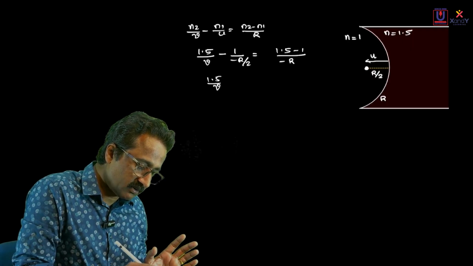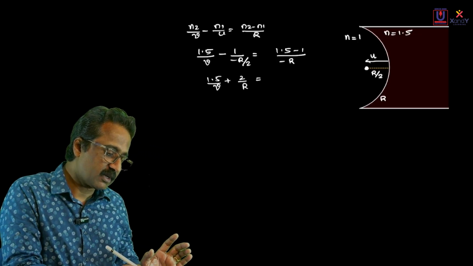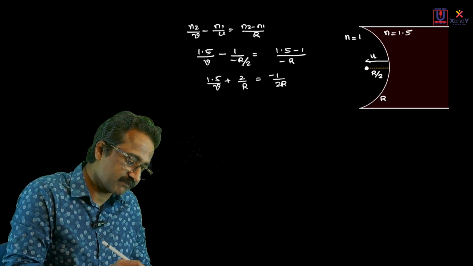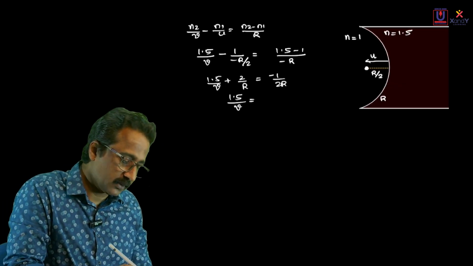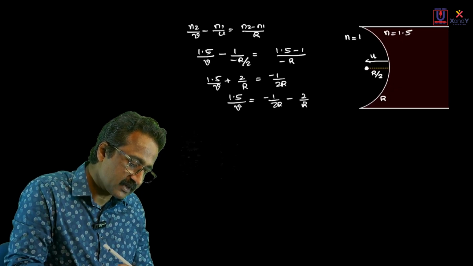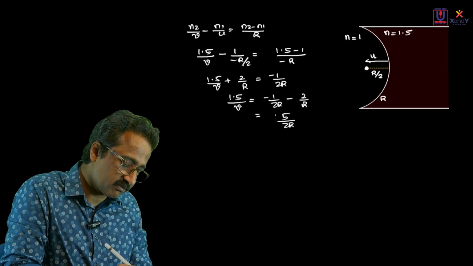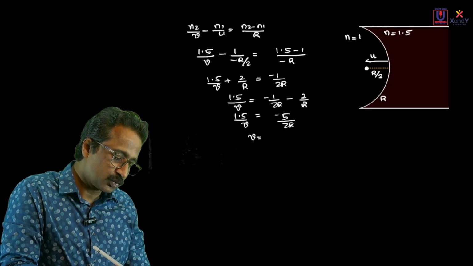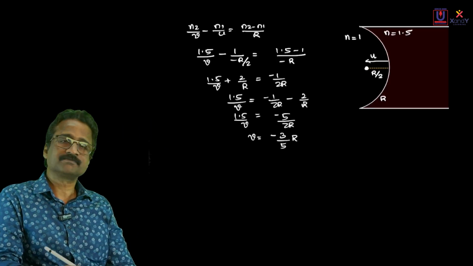Now let me simplify this. 1.5 divided by V plus 2 divided by R is equal to, on the other side, 1.5 minus 1 is 0.5 divided by R, it becomes 1 by 2R, and that is also minus. The simplification will give you 1.5 by V is equal to minus of 1 by 2R minus 2 divided by R. So 2 plus 1 by 2 is 5 by 2. This is going to be minus 5 by 2R, equal to 1.5 divided by V. Therefore, V is equal to 2R into 3 divided by 5, that much times minus, so minus 3 by 5R.